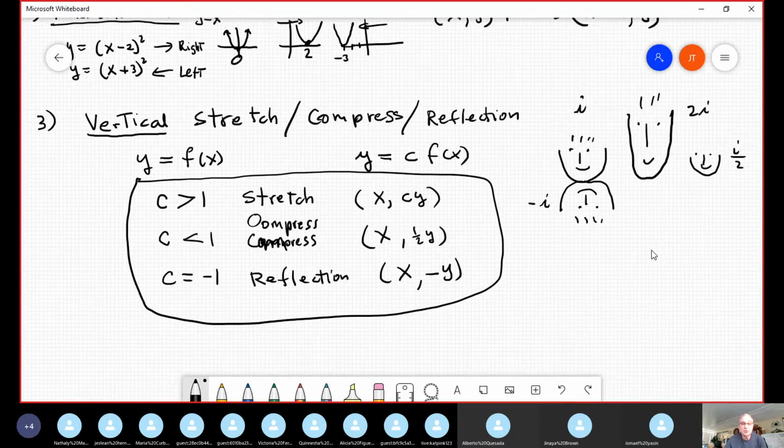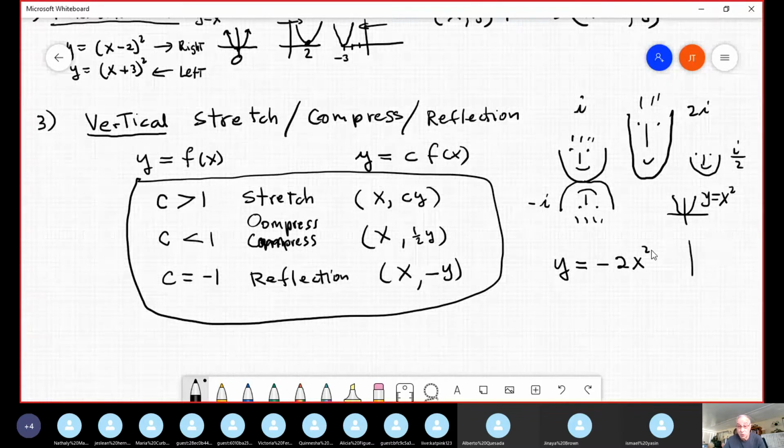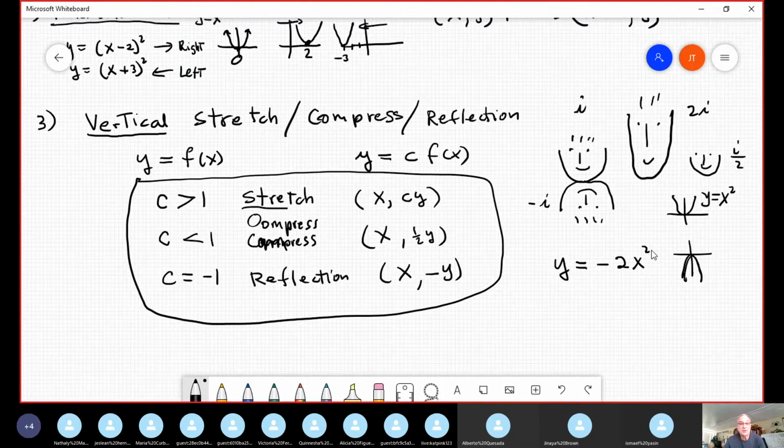And there are combinations. Suppose that in one problem, we have y equal minus 2x squared. This is my original parabola without transformation, y equal x squared. And I can see factor 2 is greater than 1, it is stretch, and negative 1 is reflection. So I suppose that my transformation looks like that. It's a little bit narrow like that because it's vertical stretch, but we have negative, and negative means reflection. Do you understand this idea?